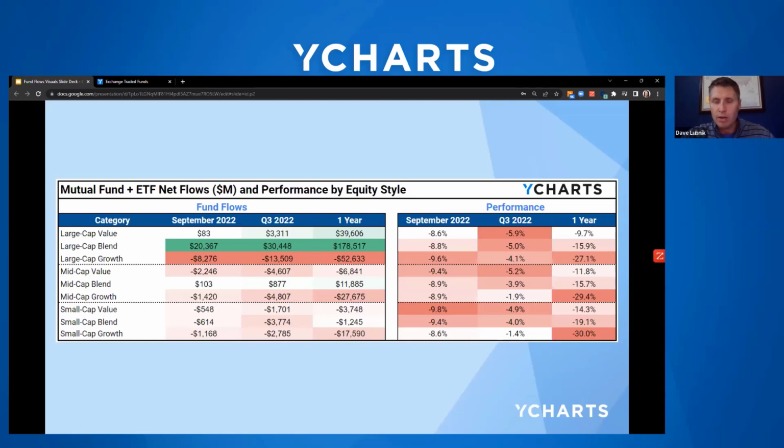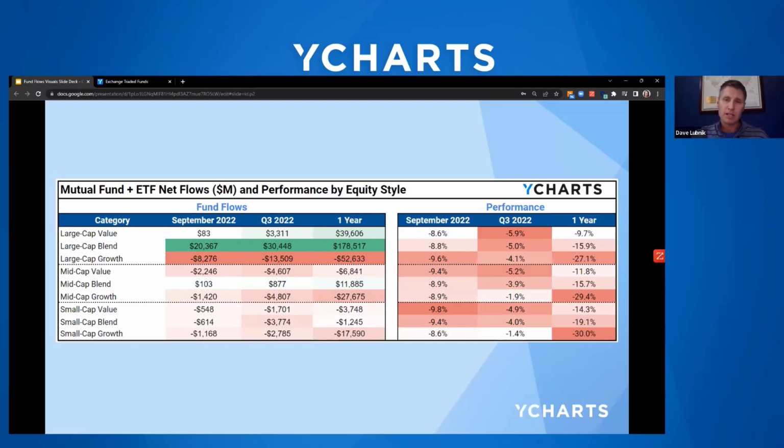So a couple things to take away here. First off, there isn't a single style box that has been spared from a performance perspective. It is interesting to note in September, the performance was pretty tightly packed together. Worst performing style box, small cap value, negative 9.8%, but the best performing style boxes, large value and small growth, tied at negative 8.6. So pretty tightly clustered there with performance in September.